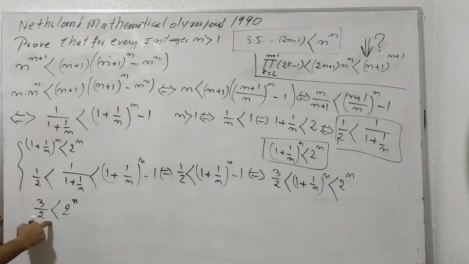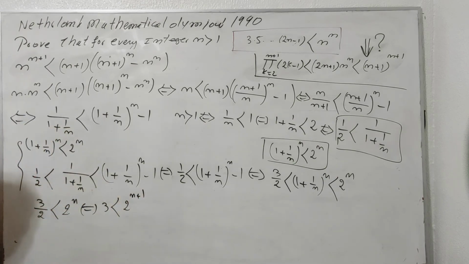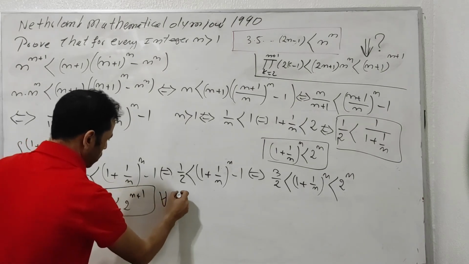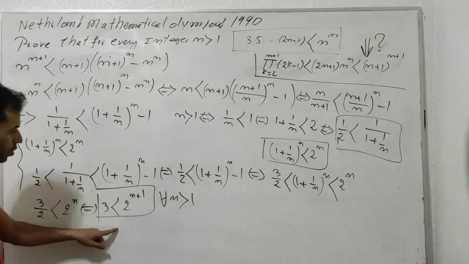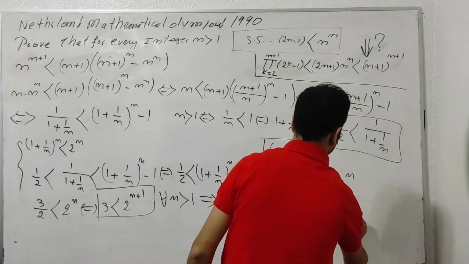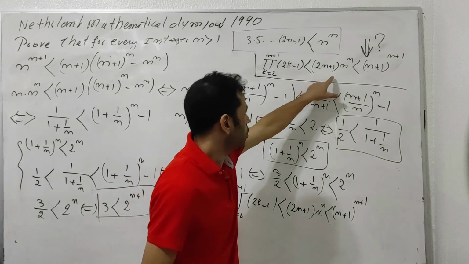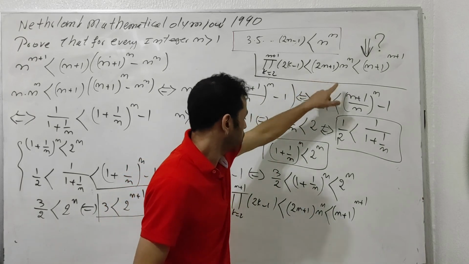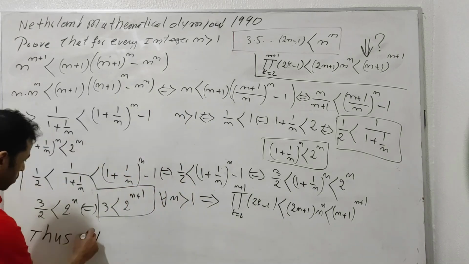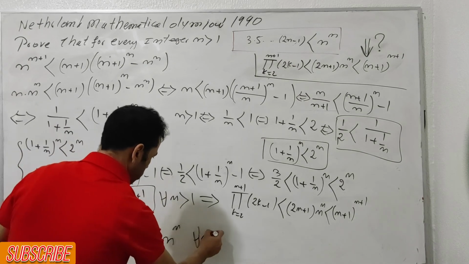I'm going to multiply both sides by 2, so we'll have 3 is strictly inferior to 2 to the n plus 1. Now this is true for all n strictly superior to 1. So this implies that the term I have here is strictly inferior to (n plus 1) to the n plus 1. Now I have arrived here because I started with this one. I found this one is true, which means this one is true as well. That means our inequality is verified. So finally, this product is strictly inferior to n to the n for all n strictly superior to 1.